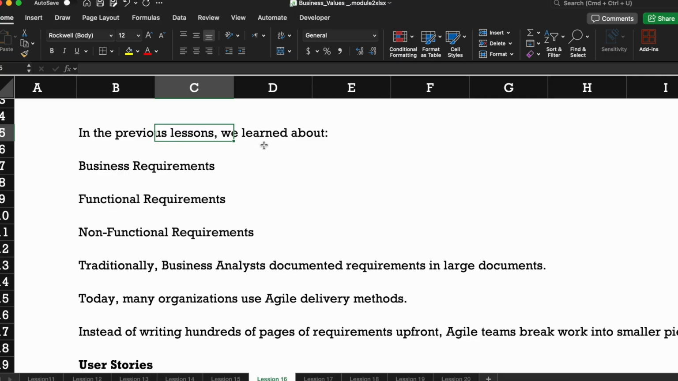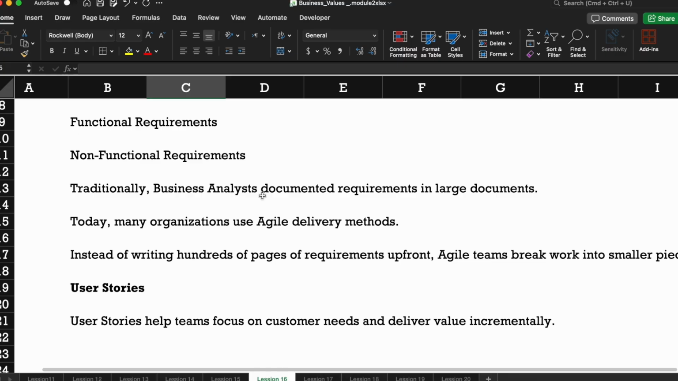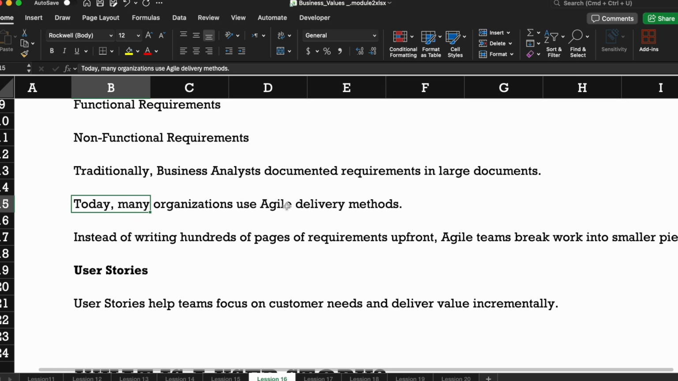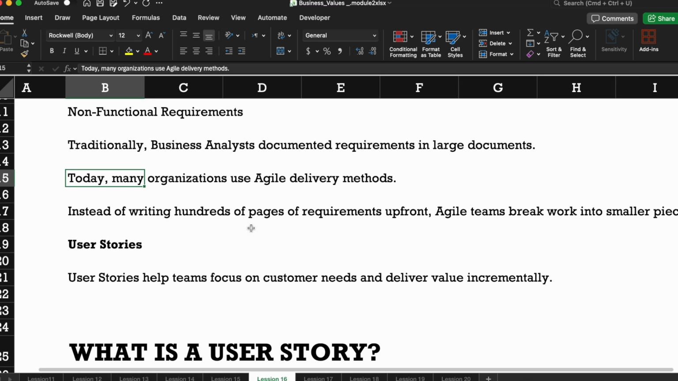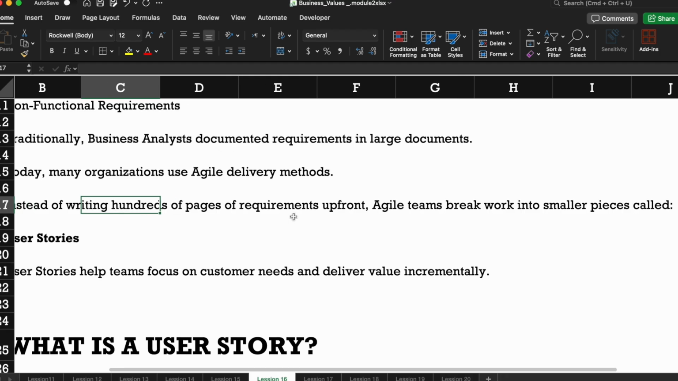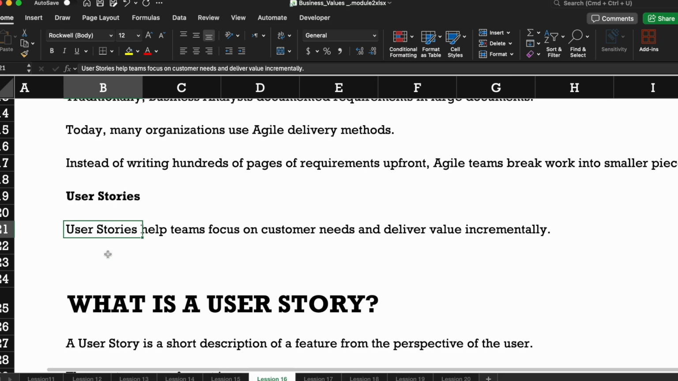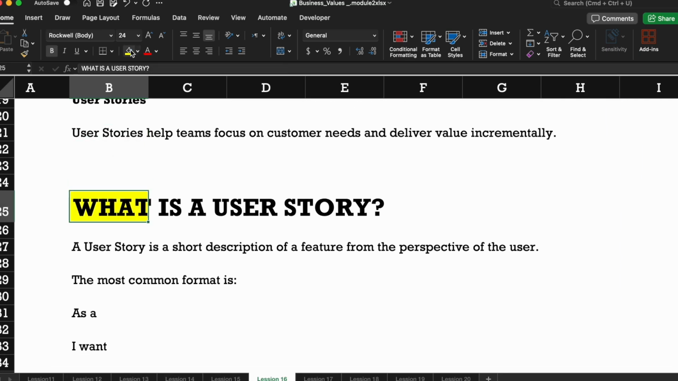In the previous lesson, we learned about business requirements, functional requirements, and non-functional requirements. Traditionally, business only documented requirements in large documents. Today, many organizations use the Agile delivery method. If you don't know Agile, or you are hearing it for the first time, don't worry, we will cover it. Instead of writing hundreds of pages of requirements upfront, Agile teams break work into smaller pieces called user stories. User stories help teams focus on customers' needs and deliver value incrementally. So what is a user story? That's what we are going to cover in this one.